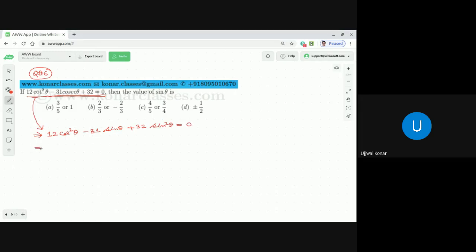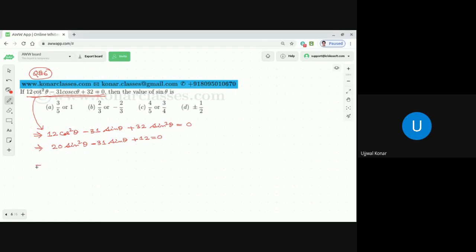And as we know that sine square theta is equal to 1 minus cos square theta, or the other way, cos square theta equal to 1 minus sine square theta. So that we can apply here, and finally we'll get an equation something like 20 sine square theta minus 31 sine theta plus 12 equal to 0. Correct, na, dear students? And this is a quadratic equation in sine theta. So you can find the values of sine theta here.